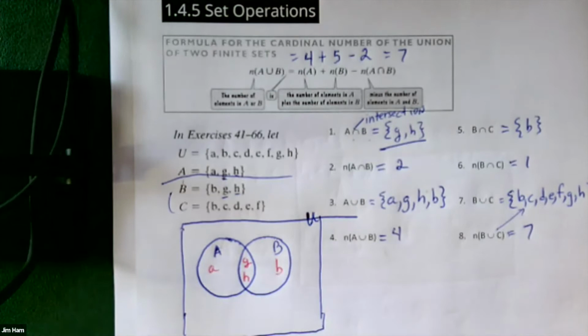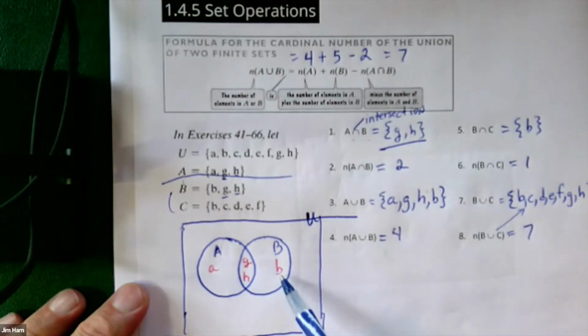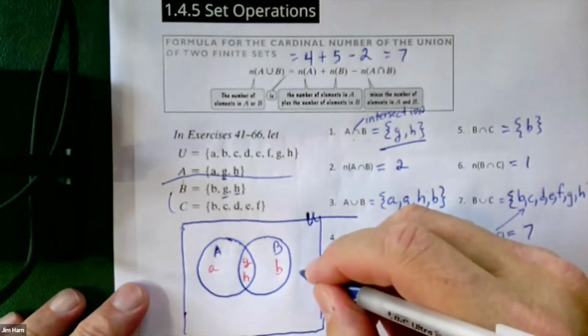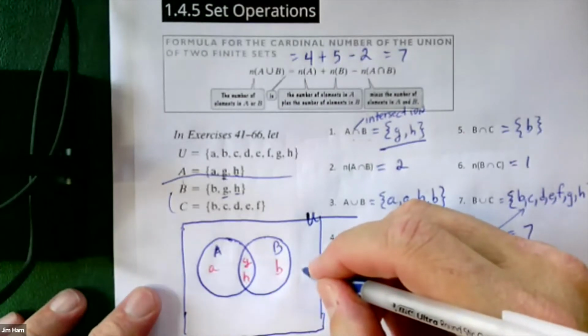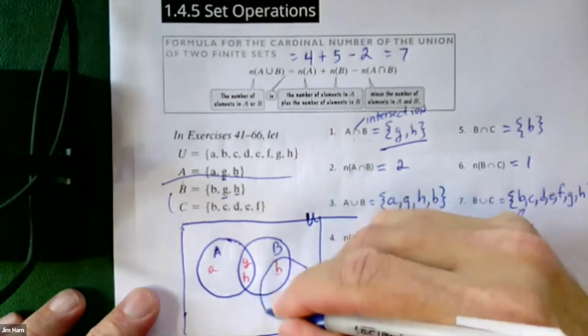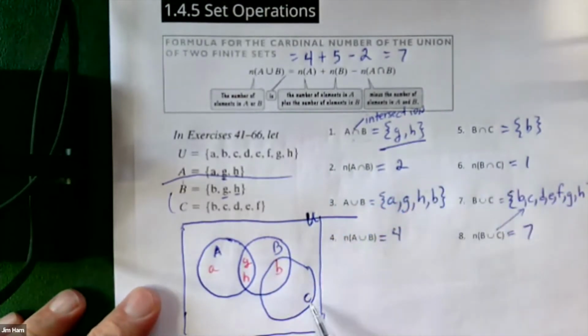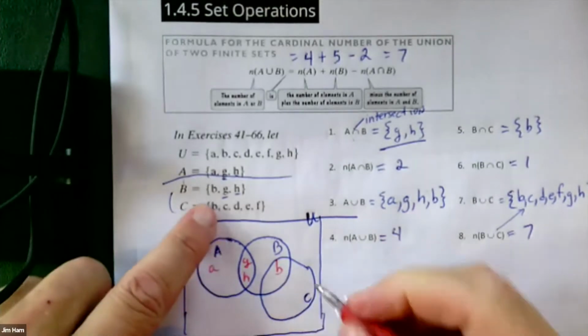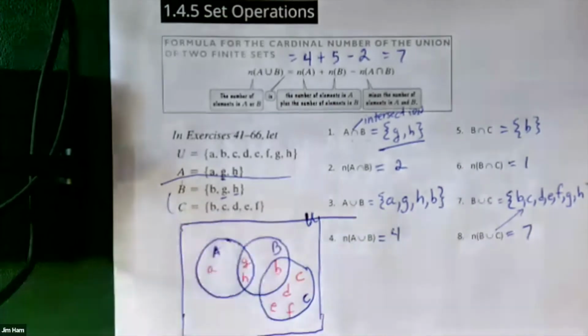And then finally, set C, I'm going to try to draw that one in here. C contains B and C and D, and it doesn't look like A and C have anything in common. No A's, no G's, and C's. So I'm going to write C over here. C contains B, but C also contains C, D, E, and F.